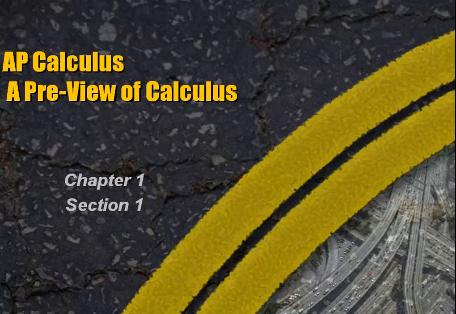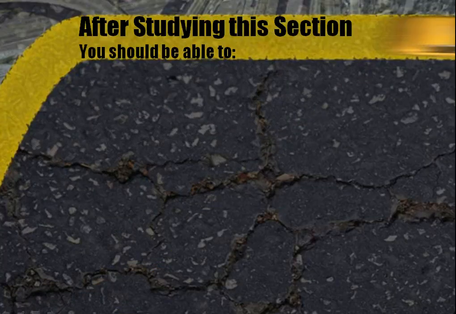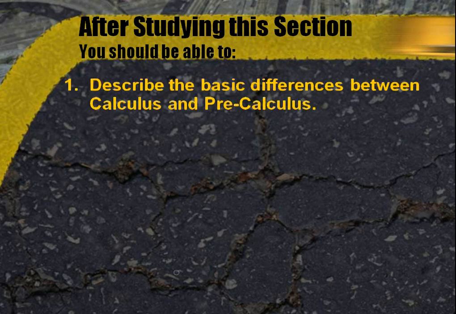Today, we actually get to begin our study of calculus. So the first thing that you're going to be doing is comparing everything that you've learned up to this point. Algebra, geometry, algebra 2, pre-calculus, all of those courses together, they're now considered pre-calculus because they're everything before you began studying calculus. So you're going to be able to describe to me what is the difference between what you learned before and what we're learning now.